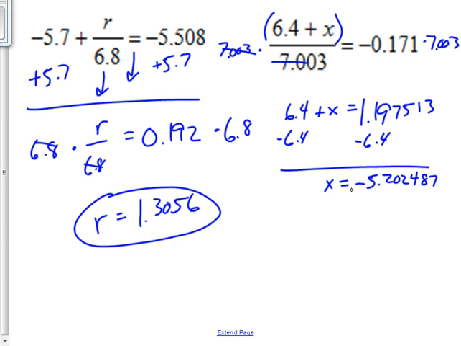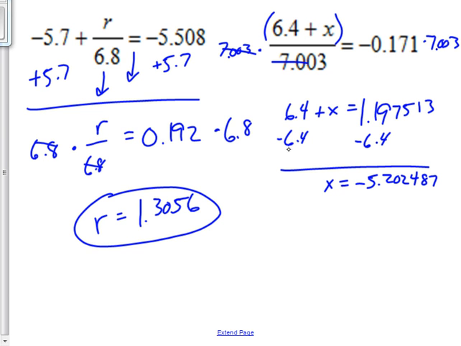So let's go ahead and try that again. We'll do 6.4 plus negative 5.202487. And we got to hit equals. Okay, and that gives us the number there. And then we're going to divide by 7.003. And again, that's a positive 0.171. So we know here that we made an error in here because we need a negative, and right now when I'm checking this, I'm getting a positive.